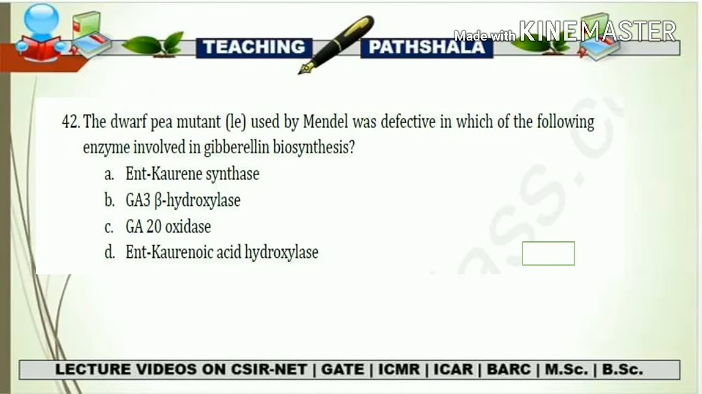Options A and D are enzymes that belong to the biosynthesis pathway of gibberellic acid. That is why I was suggesting that you go through the long pathway of biosynthesis of gibberellic acid, so that you are able to know the different enzymes involved in it. I hope this video was helpful for you.